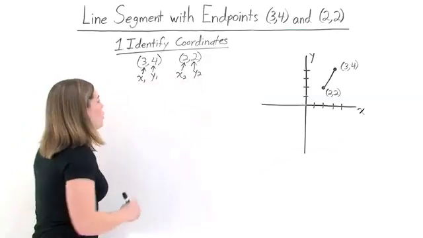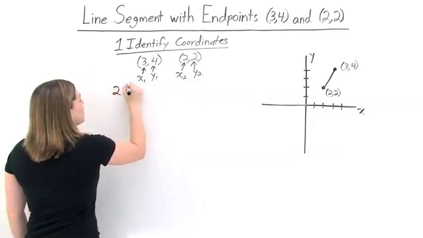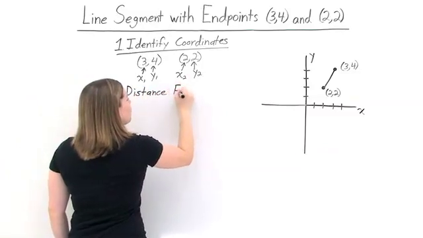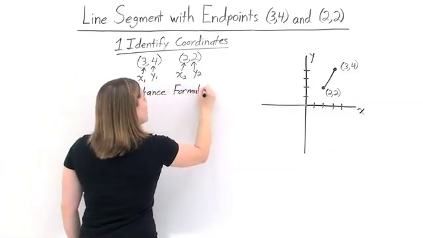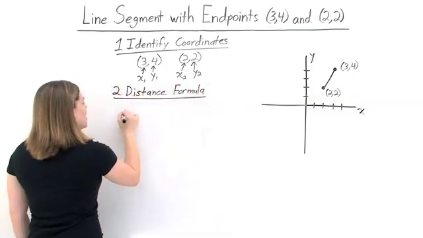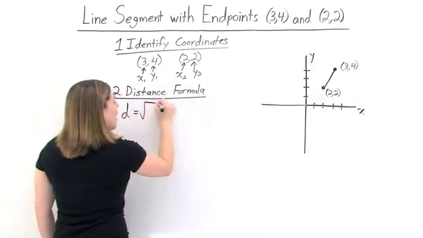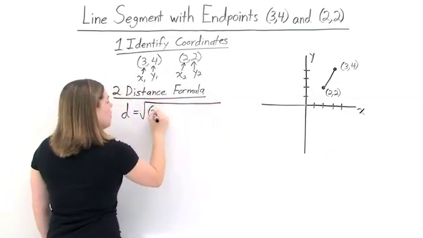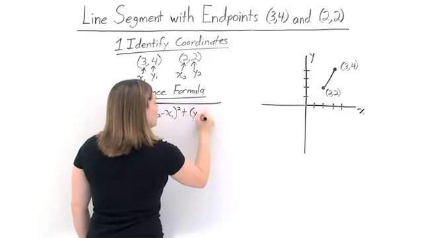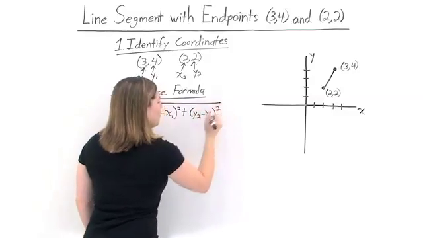Now that we've identified our coordinates, let's recall the distance formula. Remember, the distance formula is the formula that we use to find the distance, or the length, between two endpoints. The distance is d, and that equals the square root of (x sub 2 minus x sub 1) squared plus (y sub 2 minus y sub 1) squared.